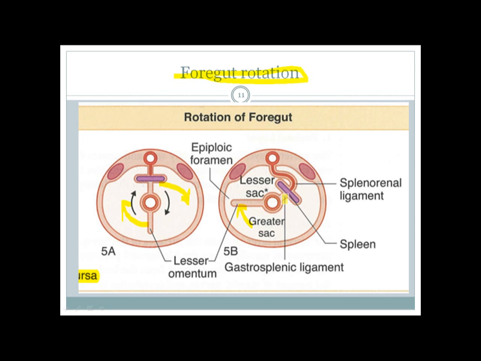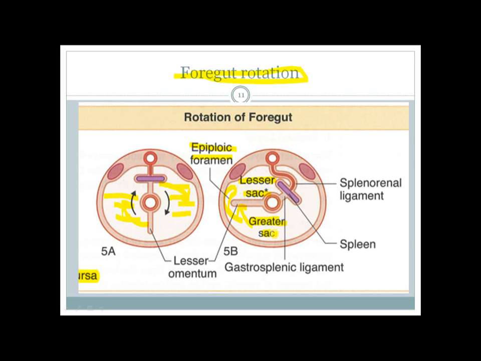And you also have division of the peritoneal sac. The portion of the peritoneal sac which was the right part becomes the posterior part, which will be called the lesser sac. And the portion which was the left part of the peritoneal sac will be called the greater sac. The lesser sac and greater sac are connected by a foramen called the epiploic foramen, which will be important later on. So remember that the lesser sac is behind the foregut and the greater sac is in front of the foregut. Lesser sac behind and greater sac in front.